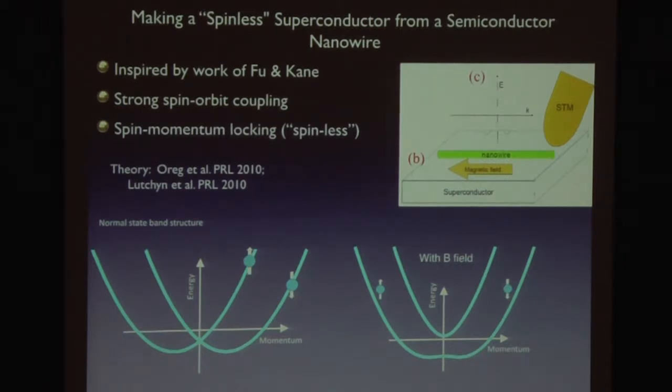And it was theoretically predicted that if you put this nanowire in contact with a normal superconductor, it would create this topological superconducting phase. Because the electrons that you're starting with, they don't have a description where the spin is even necessary.